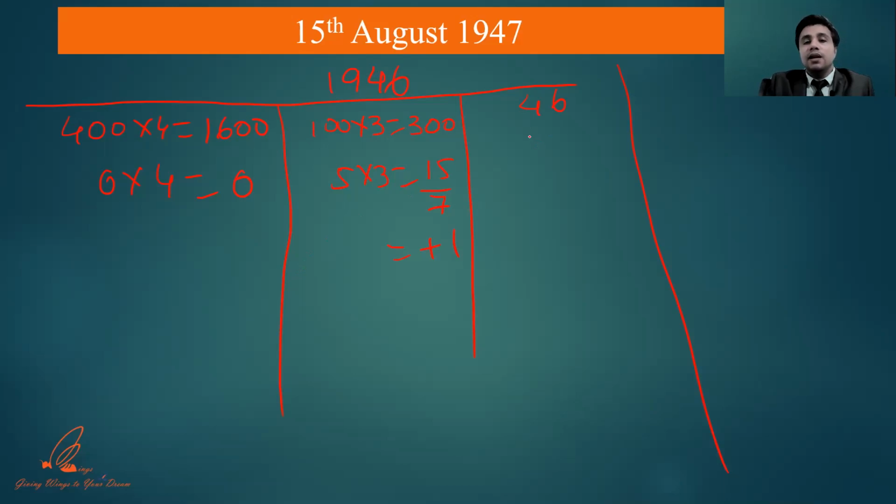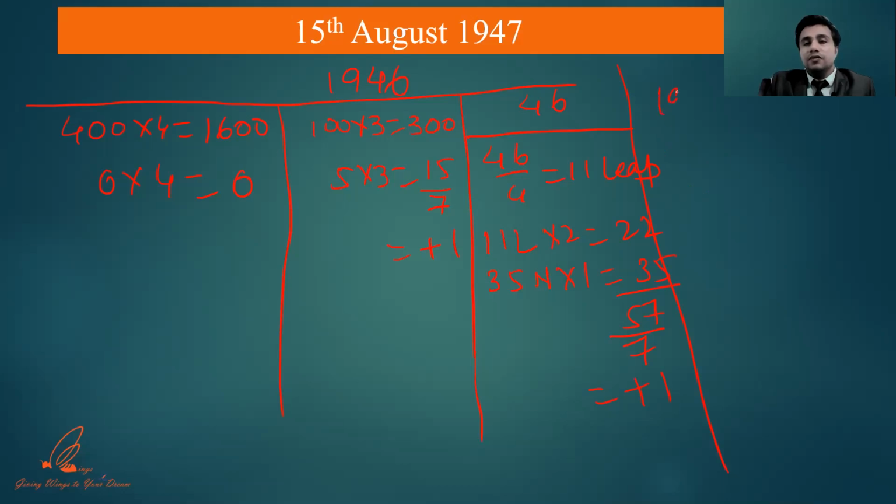Then the last 46 years. In the last 46 years, there will be a total of 11 leap years, which means 11 leap and 35 normal years. In a leap year, we have 2 odd days, which means 22 odd days. And in a normal year, we have 1 odd day, which means 35 odd days. Total, it is 57. And if you divide it by 7, we get 1 odd day. So in 46 years also, we have just 1 odd day.